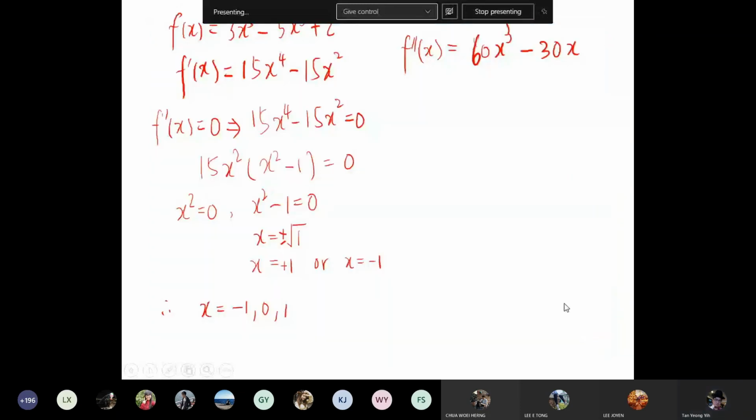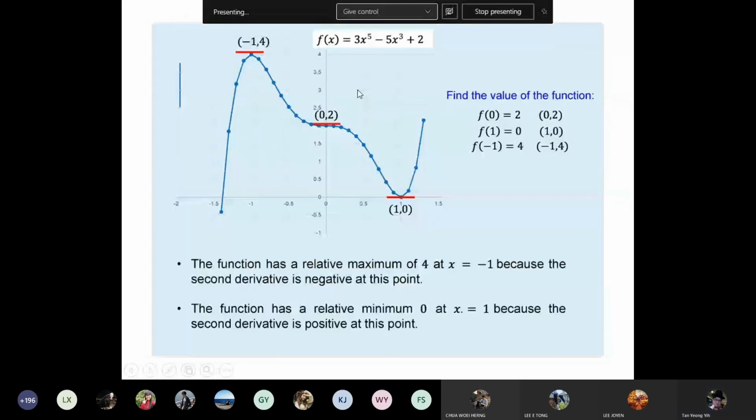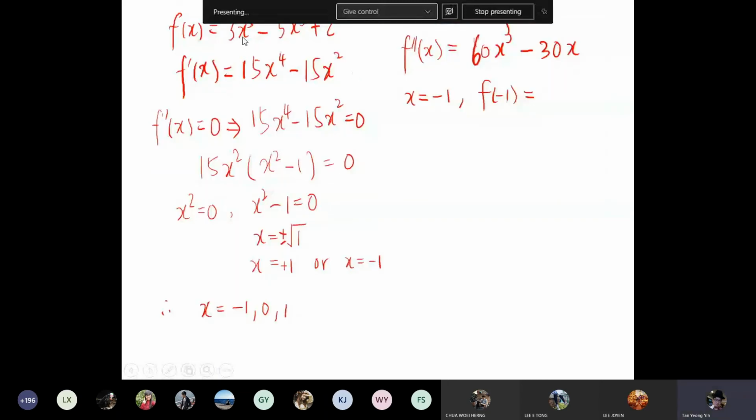Okay, starting with x equals -1. Now I'm finding the y first. Since I'm going to substitute this one, I find the y also. Okay, can you find the y? Substitute here. What is the y? I have 3 times -1 to the power of 5.